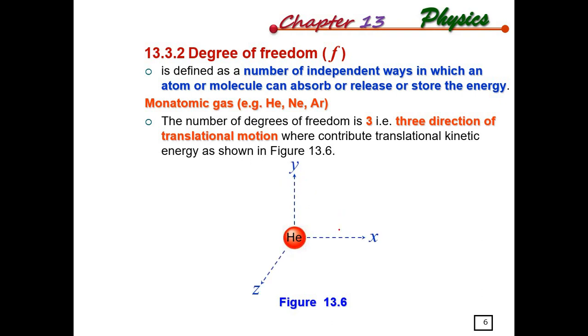Okay, look at figure 13.6. We have the helium atom here, He. This atom can move in the X direction, Y direction, and also the Z direction, or along the X, Y, and Z axes. So that's why it has 3 degrees of freedom.